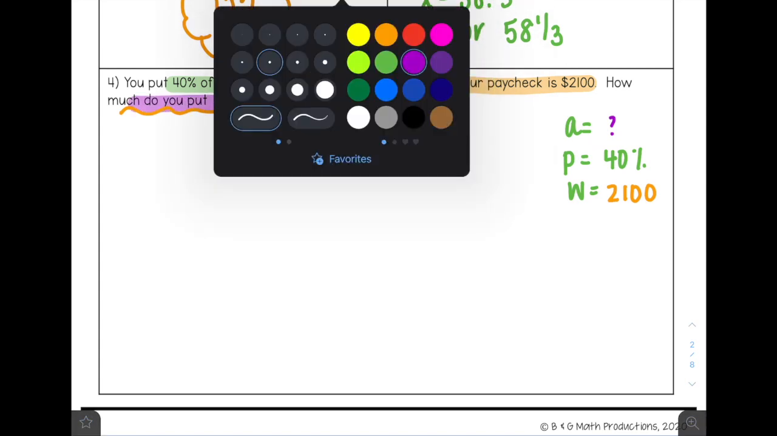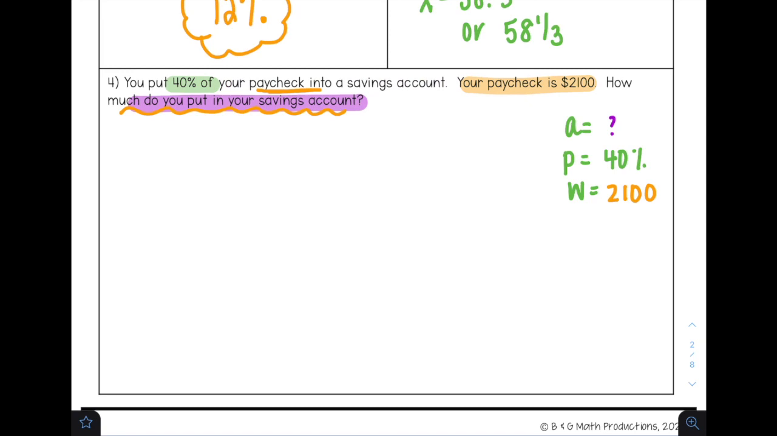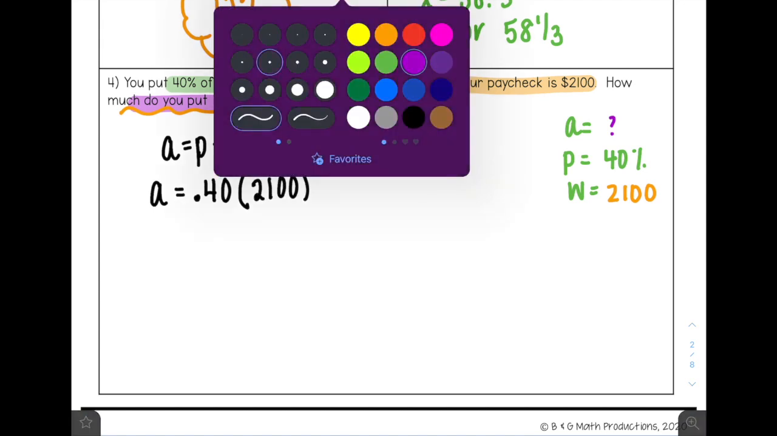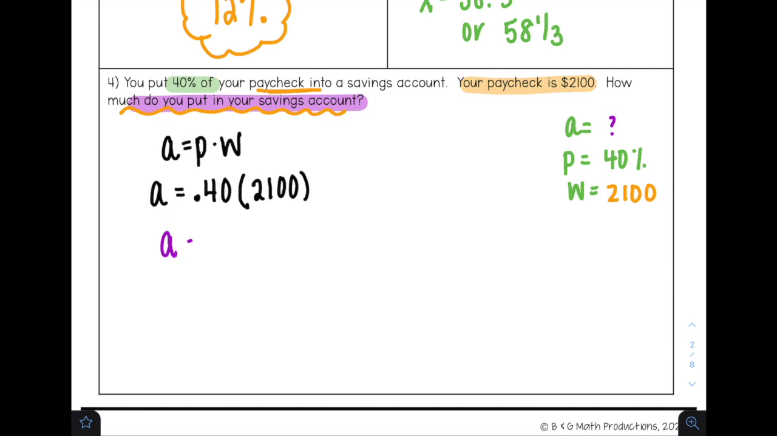Okay, so let's use an equation since we used proportions last time. So A we don't know. We have 40%, which is 0.40. We're going to multiply that by 2,100. We're going to get left with A equals 840. So $840 is what's going to go into your savings account.